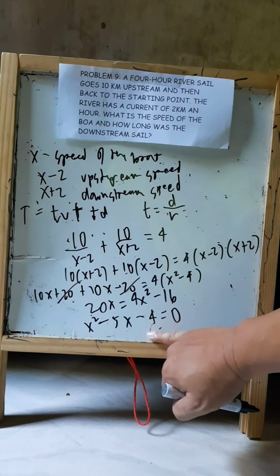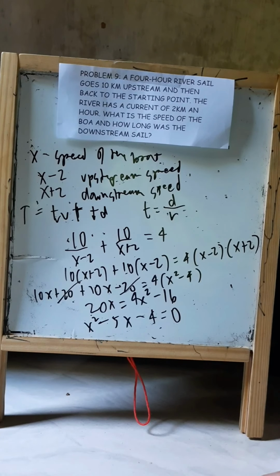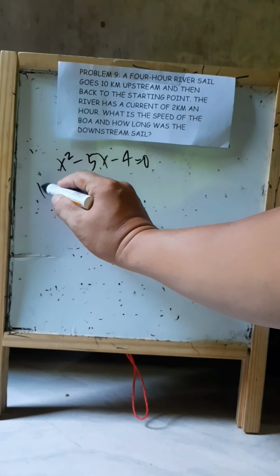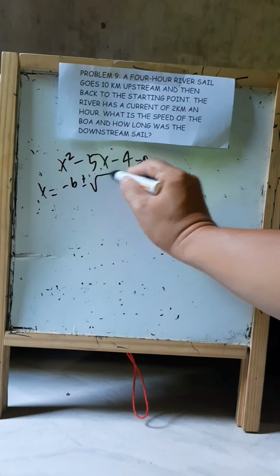Okay, can we solve this by factoring? Parang hindi na. Negative 4 and positive 1, parang hindi na. So we can solve this by quadratic formula. X squared minus 5x minus 4. Since we cannot solve this by factoring, we can solve this by quadratic formula.